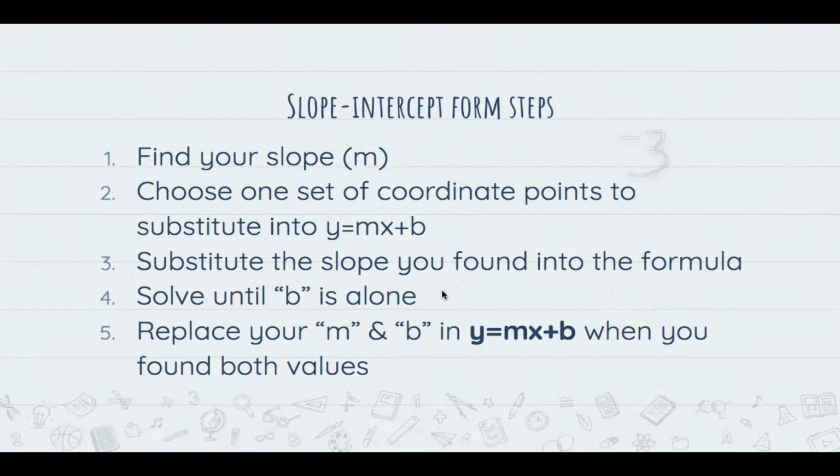Okay, so slope-intercept form, you have to find the slope and then choose one set of the coordinate points to substitute into y equals mx plus b. Substitute the slope you found into the formula, solve for b to get it alone, and then replace your m and b into y equals mx plus b when you found both of the values. Next.